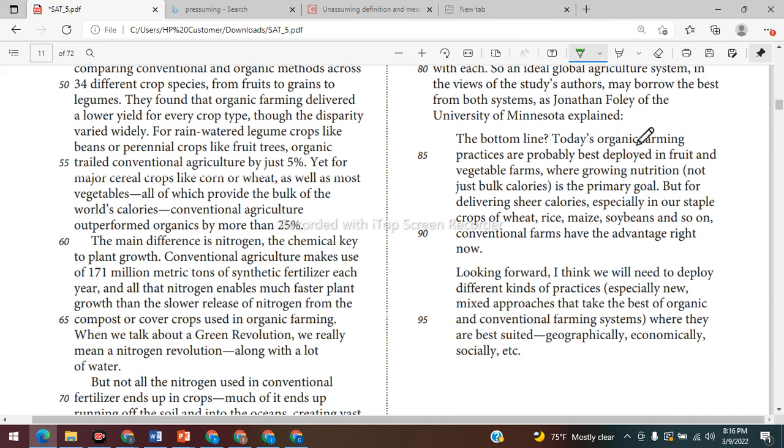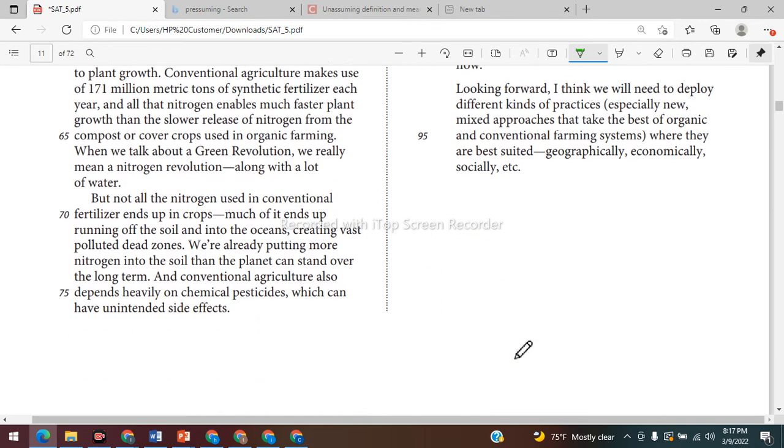The bottom line, today's organic practices are probably best deployed in fruit and vegetable farms, where growing nutrition, not just bulk calories, is the primary goal. But for delivering sheer calories, especially in our staple crops of wheat, rice, maize, soybeans, and so on, conventional farms have the advantage right now. Looking forward, I think we need to deploy different kinds of practices, especially new mixed approaches that take the best of organic farming and conventional farming systems, where they are best suited, geographically, economically, socially, etc.